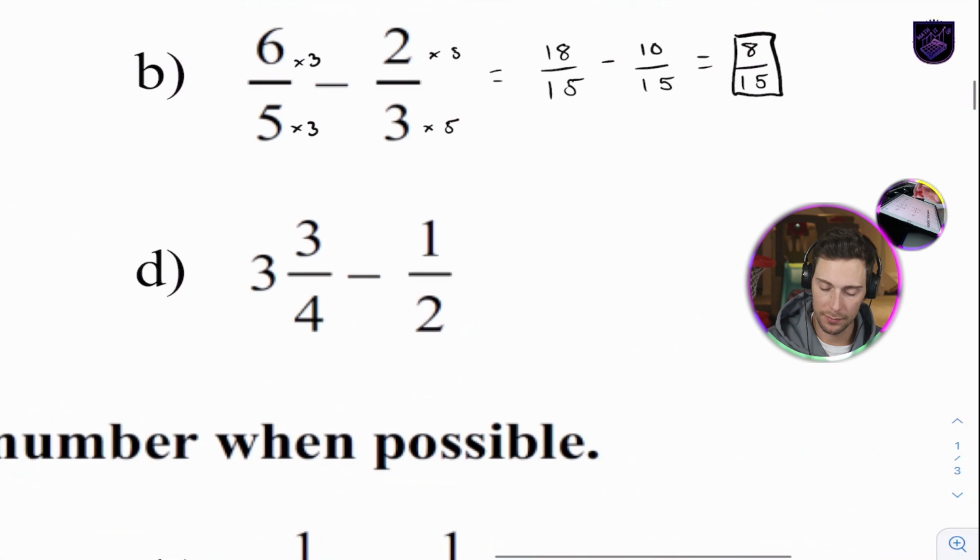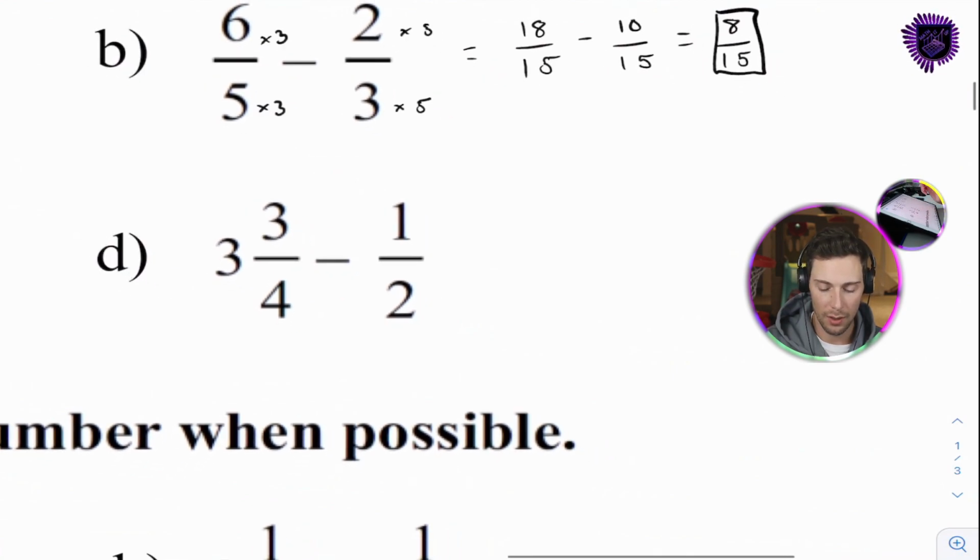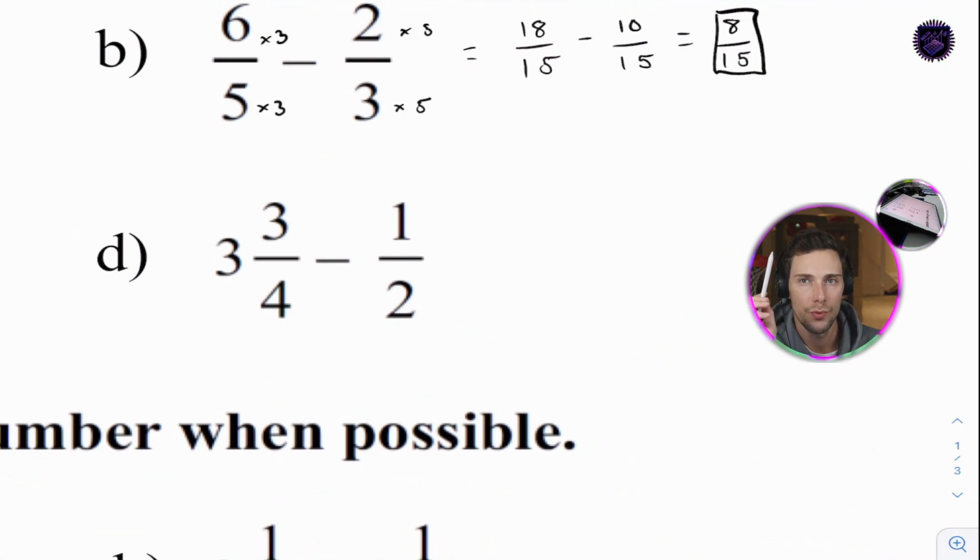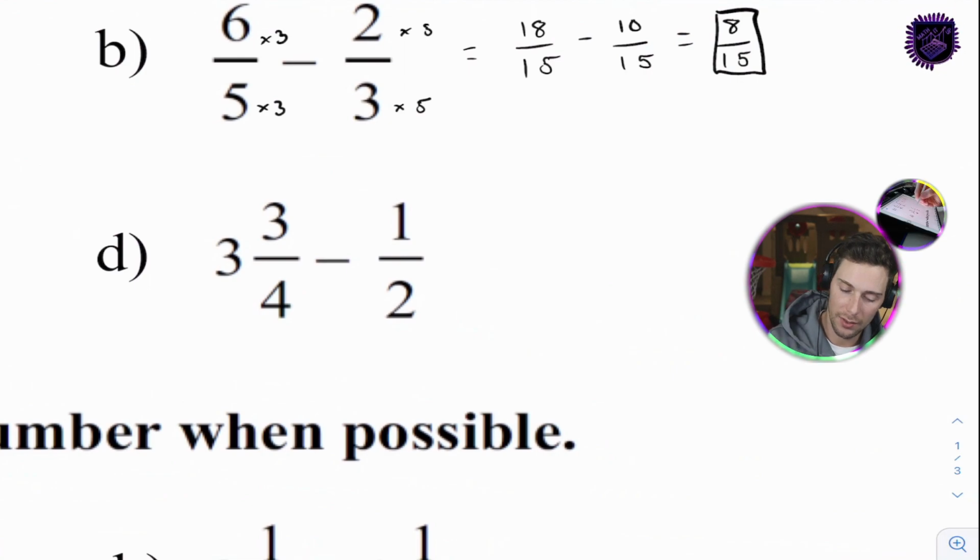D. We are doing question 3D. So 3 and 3 quarters minus 1/2. I'm going to not unpack that whole number because I don't need to. 3 quarters is more than 1/2, so I have enough in my fractional part, so I don't need to borrow from my whole number. You'll see. So I'm just going to leave this number alone.